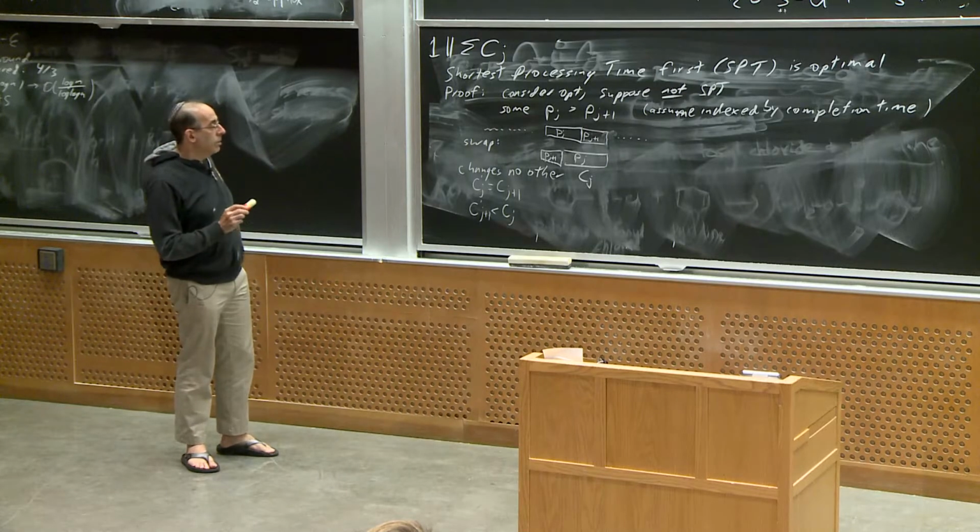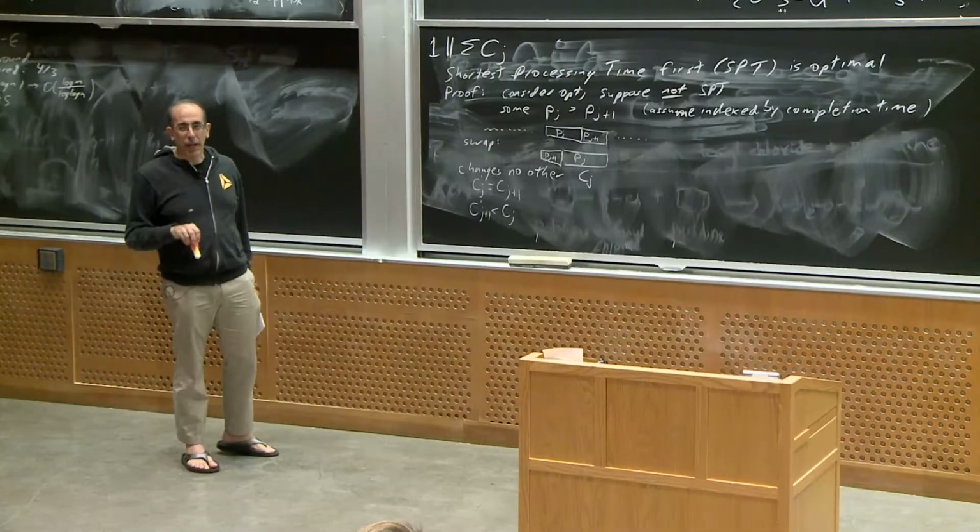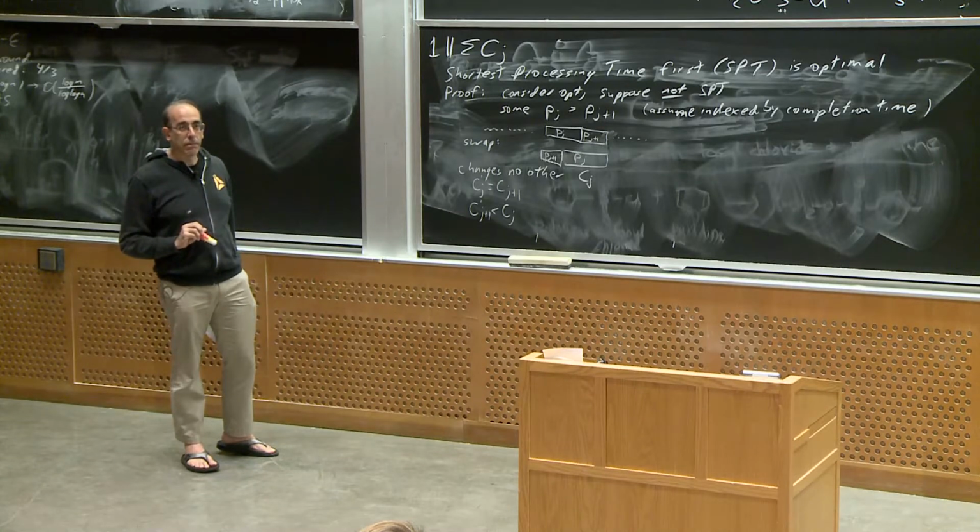Now, so it's a straightforward proof by contradiction. Note that I haven't proven that a locally optimal schedule is globally optimal. That's often not true. But I have shown that in this case, if you are globally optimal, then you will also be locally optimal under these swaps. Okay.